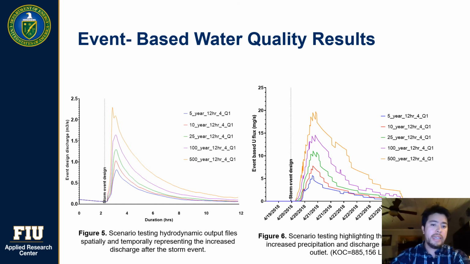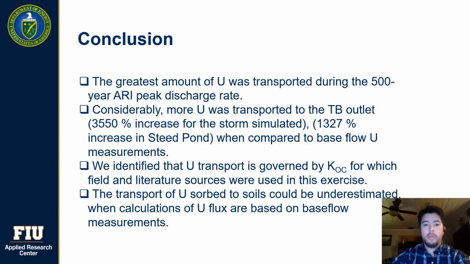Finally, here I'm highlighting different forcings in which 5 to 500 year events are highlighted on the left. Meanwhile, the figure on the right highlights the uranium flux as a function of time and as a function of forcing. With this, we're able to quantify that the greatest amount of uranium was transported during the 500-year ARI peak discharge rate.